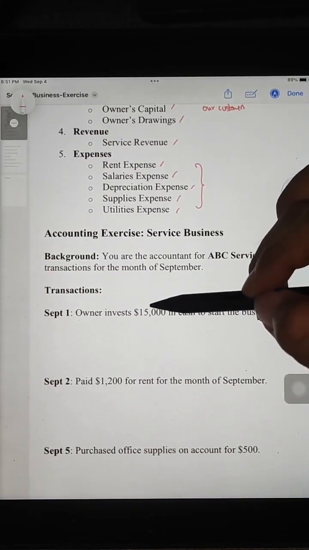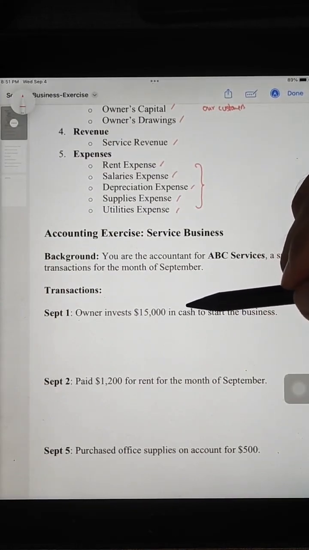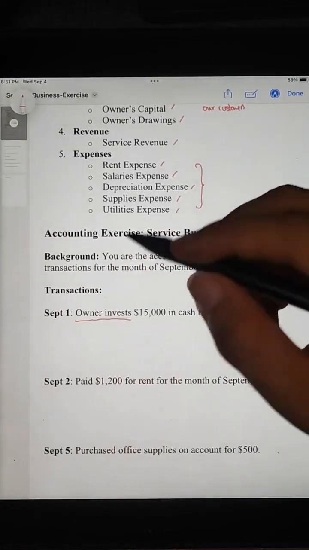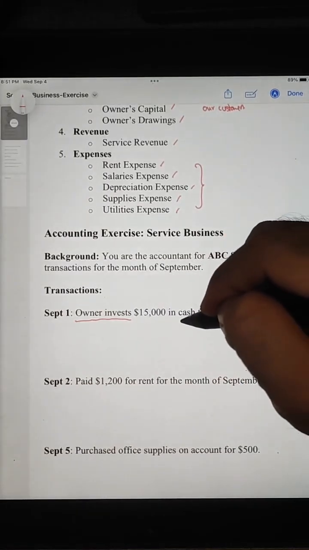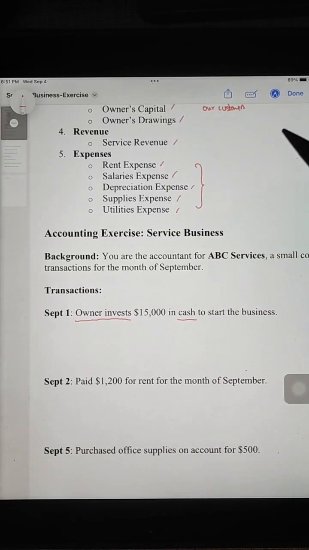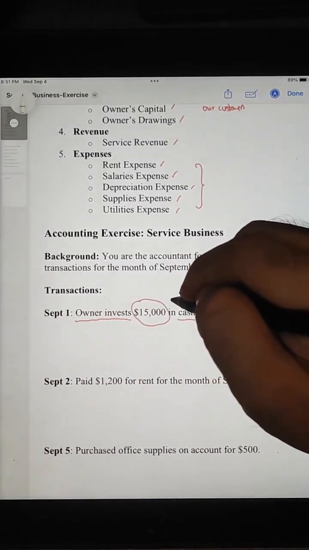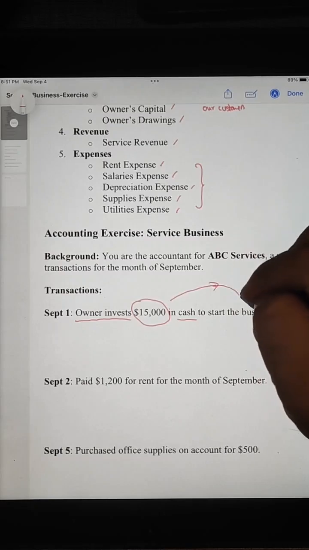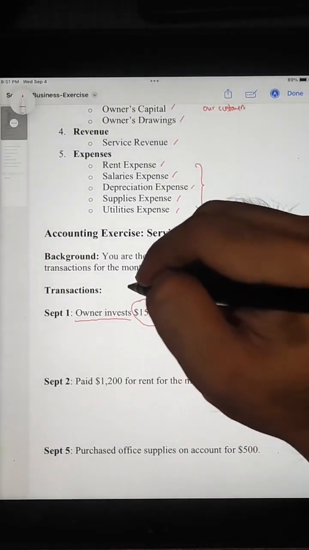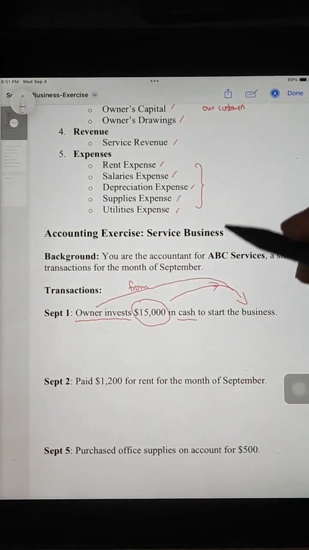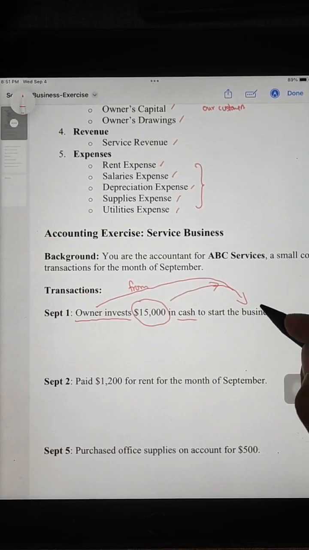The owner invests $15,000 in cash to start the business. So take note, the owner invested. That is the important one. And what he invested is cash. Take note that we are recording on behalf of the business, meaning the 15,000 cash was given to the business from the owner. So there's a transfer of cash from the owner to the business. Be reminded that we are recording on behalf of the business.